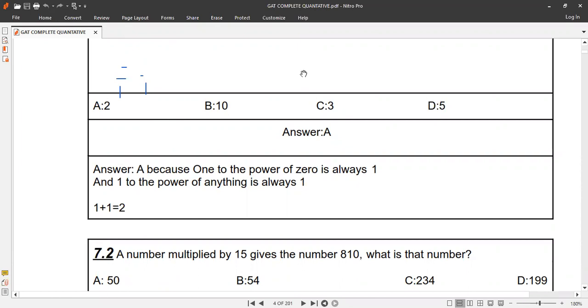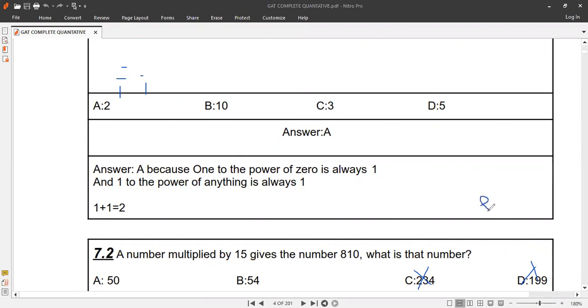Of course, before we start, we can cancel C and we can cancel D, because it's not reasonable to divide 810 by 15 to get these 2 numbers. So we have 2 choices, either 50 or 54. Here we have to do it mentally, or we can do long division. My advice to you is to do long division, but fast.